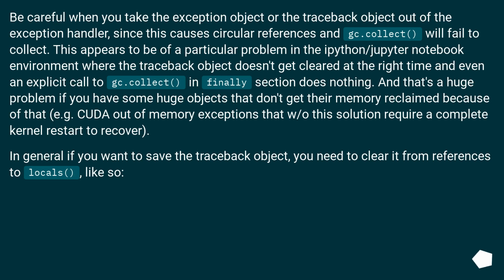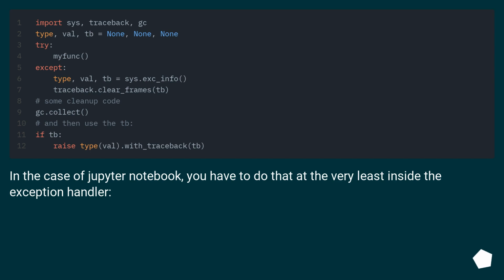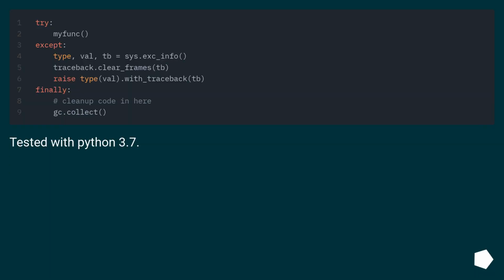In general, if you want to save the traceback object, you need to clear it from references to locals, like so. In the case of Jupyter Notebook, you have to do that at the very least inside the exception handler. Tested with Python 3.7.